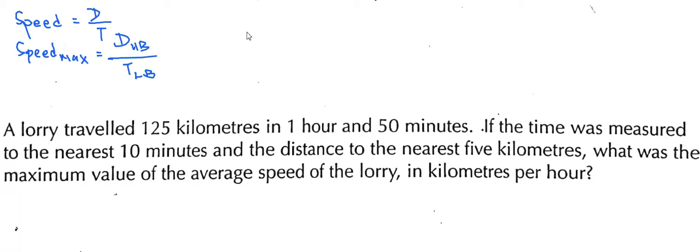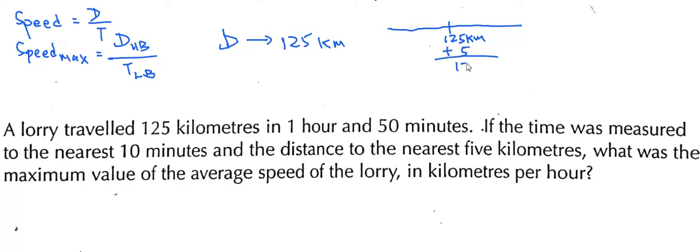Okay, now let's look at the distance first. Distance here is 125 kilometer. Now, distance is to the nearest 5 kilometer. In other words, let's draw the number line. It is 125 kilometer. Nearest 5 kilometer means plus 5, so we get 130. So this line here is 130 kilometer.